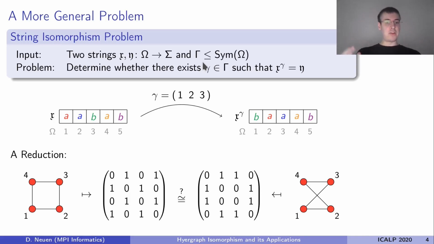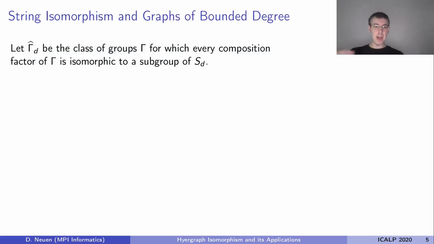So coming back to the bounded degree setting, what we would ideally like to have is a reduction that allows us to translate restrictions on the input graph, like bounded degree, to restrictions on the input group. And here it turns out, this was already observed by Luks in his work, that the right notion is the class of gamma D groups, which are all groups gamma for which every composition factor of gamma is isomorphic to a subgroup of S_D. Okay. Now, if you don't understand this definition, don't worry, it's not going to be important for this talk. In this case, just think of groups gamma that are somehow composed of subgroups of S_D in a well-defined way.